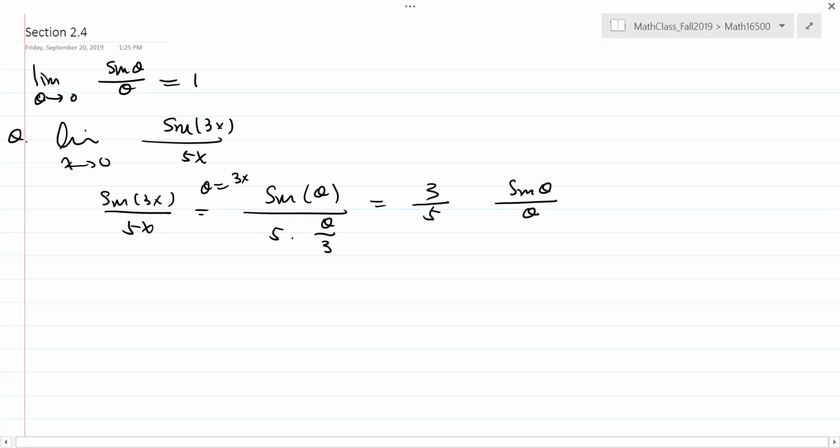Okay? So we do not just take it. You cannot take 3 out of sine 3x. But you can express it in that form, 3 over 5. So the limit as theta approaches 0, because x approaches 0, right? So theta approaches 0, then this will be 3 over 5 times 1. That's why it's going to be 3 over 5.